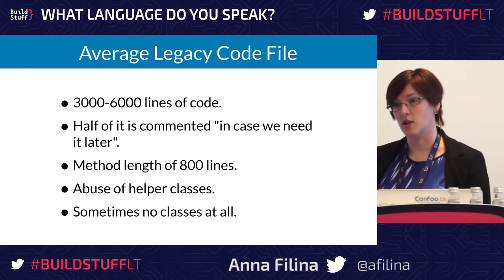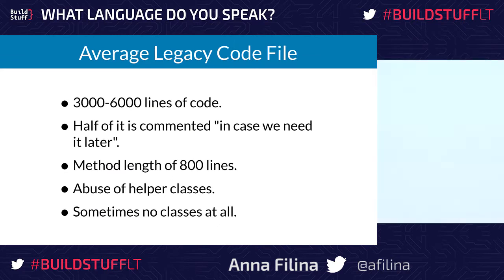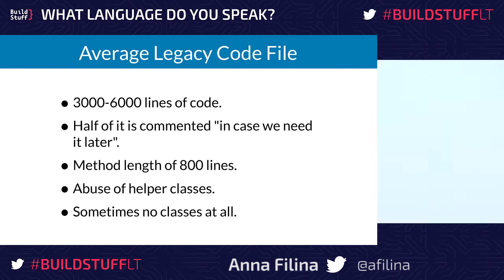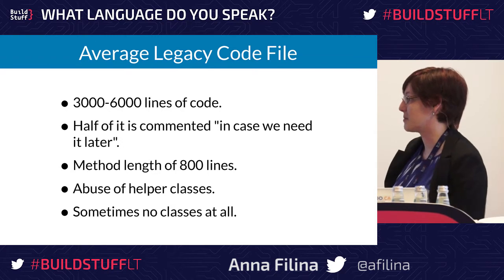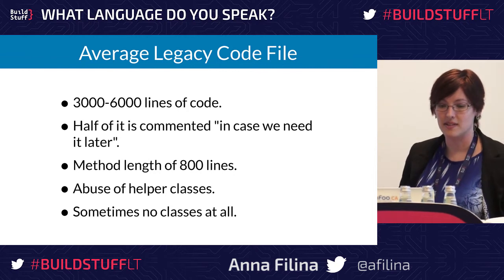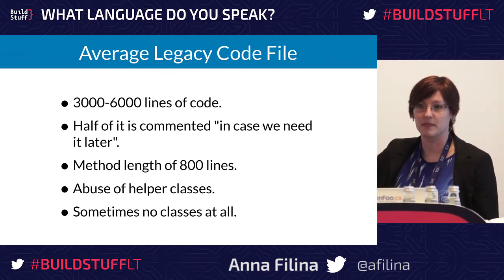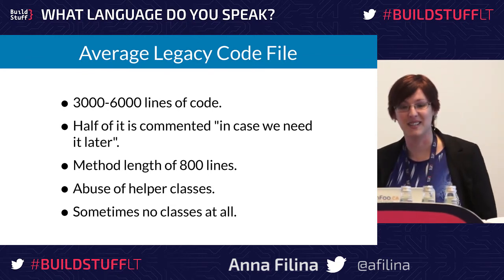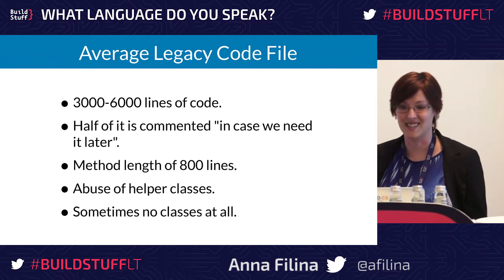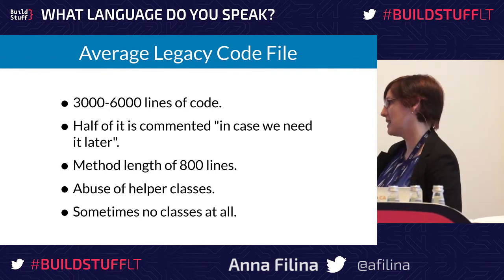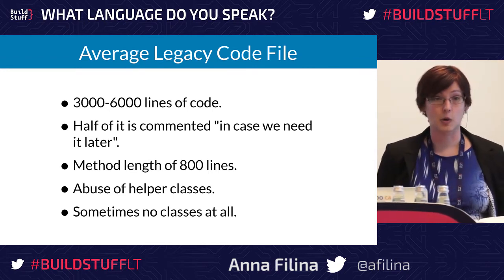When I get a codebase, the average legacy code file is between 3,000 and 6,000 lines of code. That's one file. Half of it is commented out in case we need it for later, because who cares about Git? That's too hipster. We do it the old-fashioned way. We comment things out, and we append backup 0.5 at the end, or new final, whatever you prefer, and then you end up with gazillions of files. And even method lengths are extremely big, like 800 lines of code in a single method.